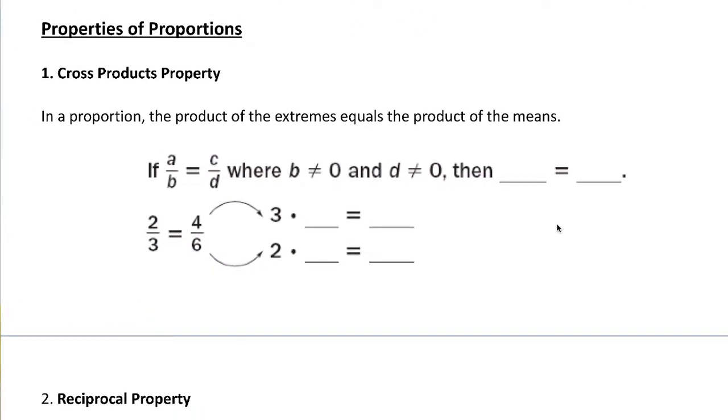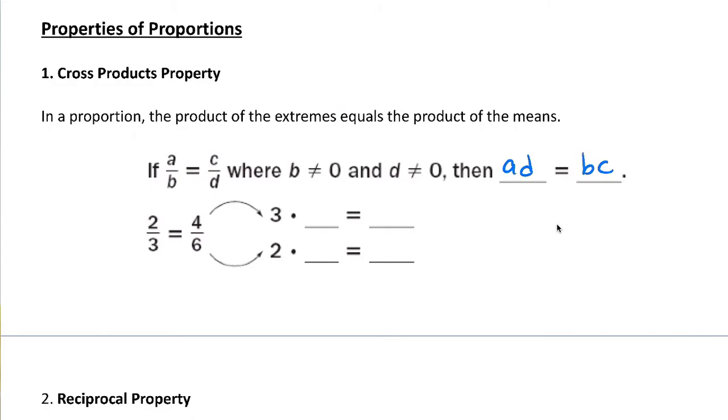There are certain properties of proportions. One of them that we use a ton, the cross product property. That's why we are allowed to cross multiply and solve when we are solving a proportion. The cross product property states that if your denominators are not 0, then the product of one diagonal, which would be a times d, is equal to the product of the other diagonal, which would be b times c.